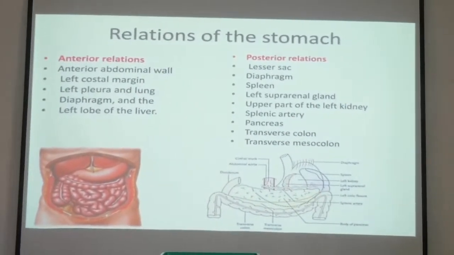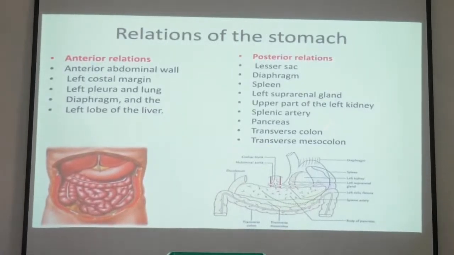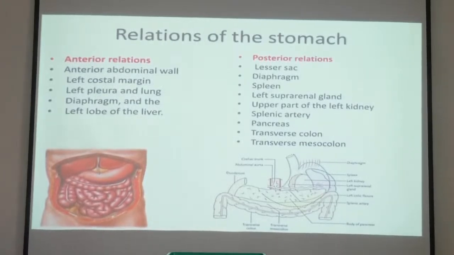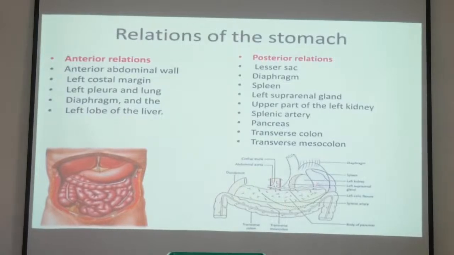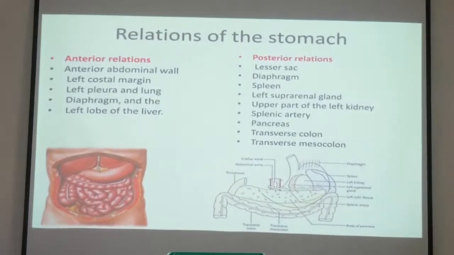Then pancreas, transverse colon and transverse mesocolon. Okay, so all these structures are forming the stomach bed or posterior relations of the stomach. Diaphragm, spleen, left suprarenal gland, left kidney, splenic artery, pancreas, then transverse colon and transverse mesocolon.